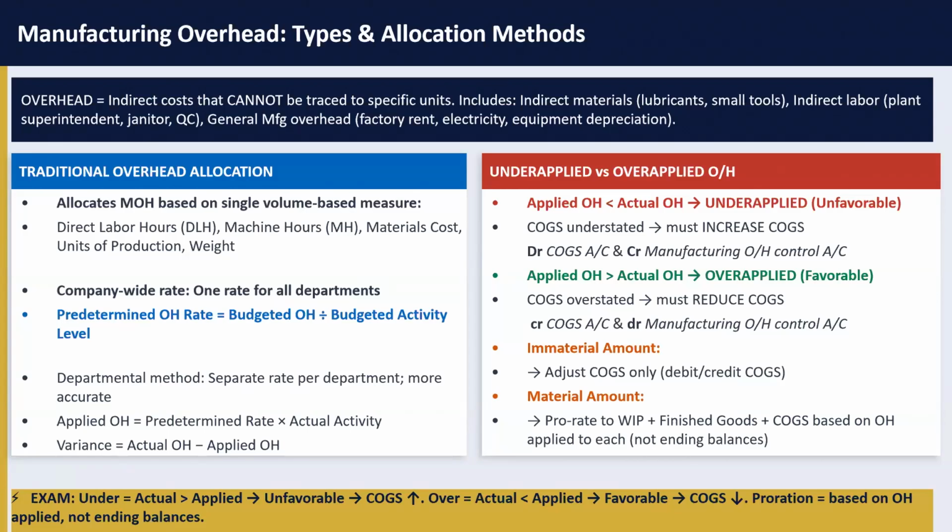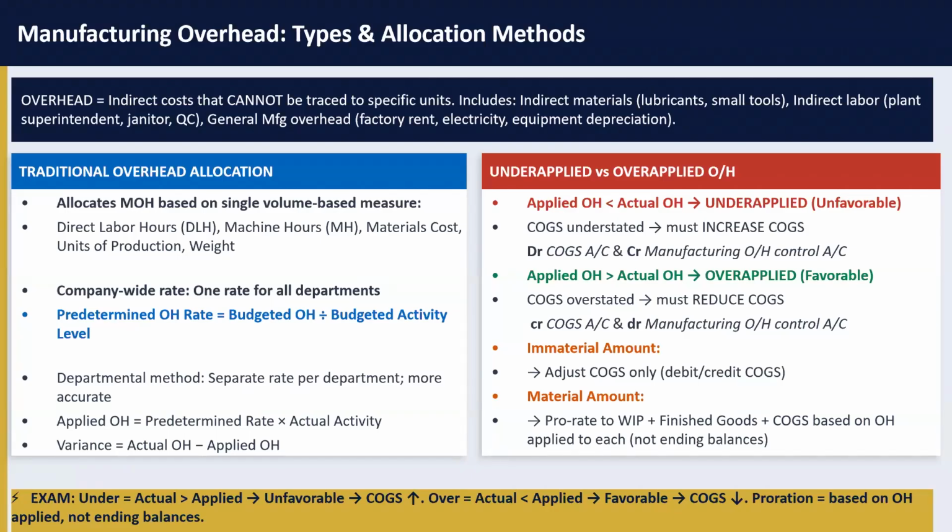We'll discuss that in the next slide. There are two methods: the traditional overhead allocation system and the activity-based system. One system, traditional overhead allocation, we have completed. One more is ABC, which we'll discuss later. Before that, there is the concept of under-applied and over-applied overhead. So what is this concept?